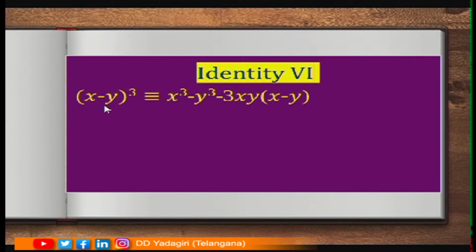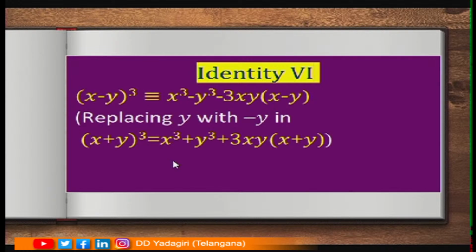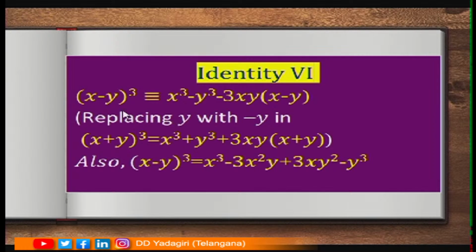Now, the change you observe between the earlier identity and this identity is that there you got a plus and here it is minus. So, you can replace the y with minus y here. In the expansion, (x plus y) whole cube is equal to x cube plus y cube plus 3xy into (x plus y). When you put y equal to minus y here, you get (x minus y) whole cube. Here you get x cube minus y whole cube, which is nothing but minus y into minus y into minus y, or simply minus y cube, and you get 3x into minus y. So, you can write minus 3xy and x in place of y minus y, so it is x minus y. So, you get (x minus y) whole cube is x cube minus y cube minus 3xy into (x minus y).